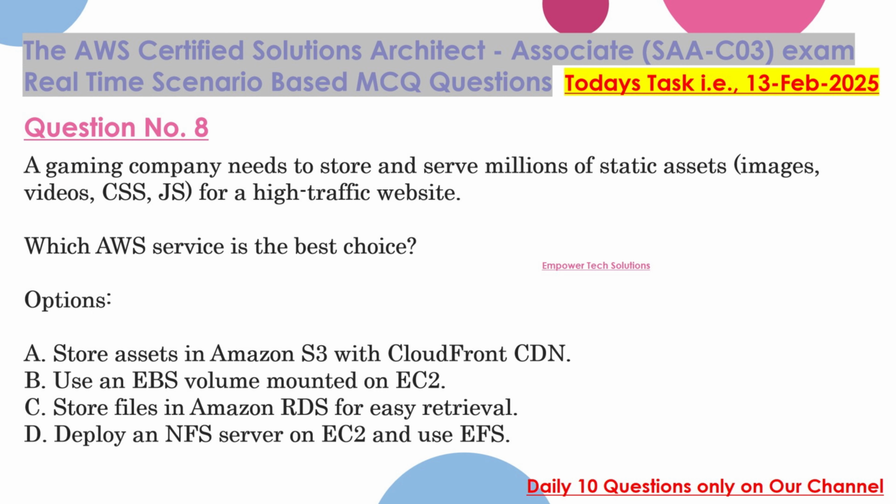Question 8. A gaming company needs to store and serve millions of static assets, images, videos, CSS, JS, for a high-traffic website. Which AWS service is the best choice? Options: A. Store assets in Amazon S3 with CloudFront CDN. B. Use an EBS volume mounted on EC2. C. Store files in Amazon RDS for easy retrieval. D. Deploy an NFS server on EC2 and use EFS.